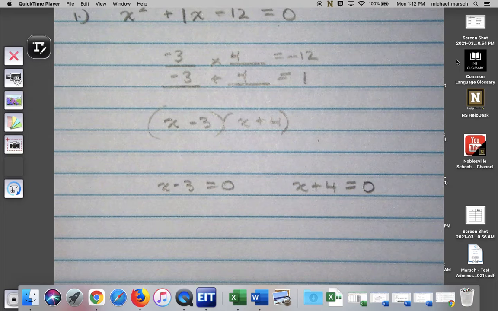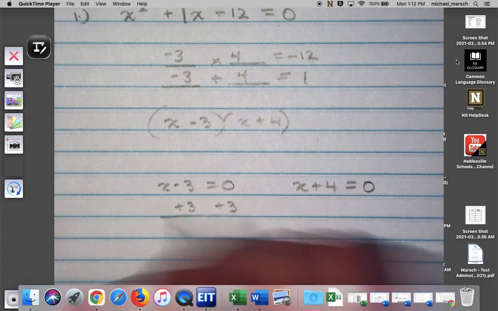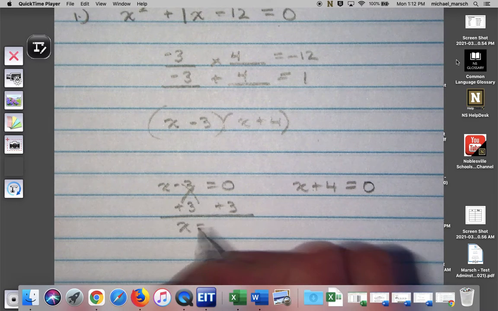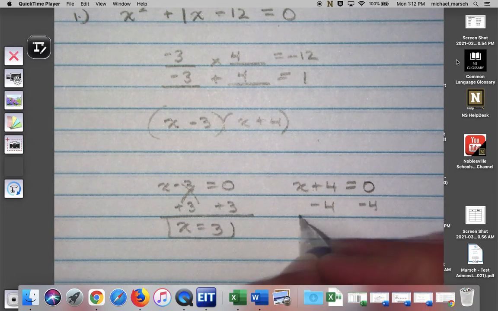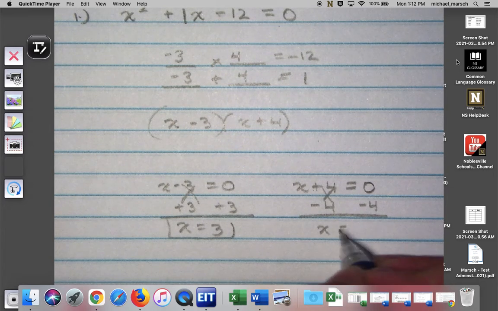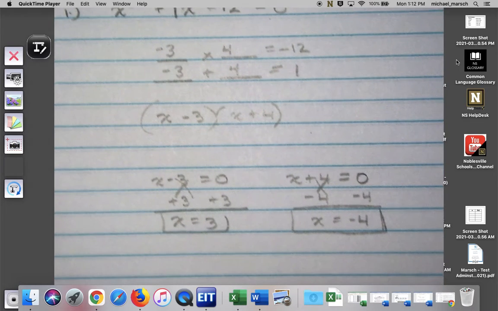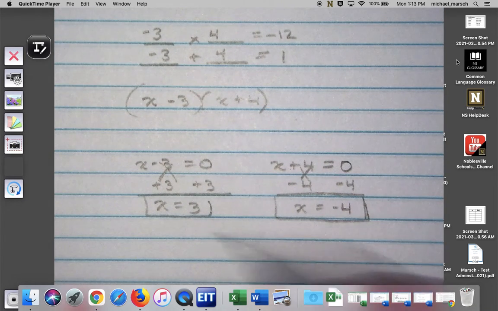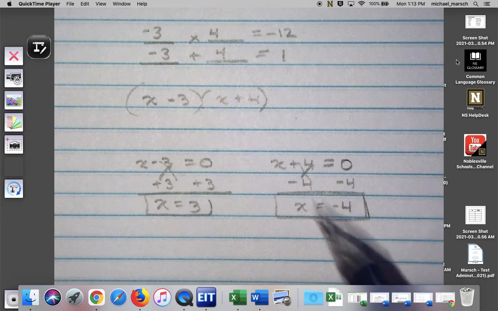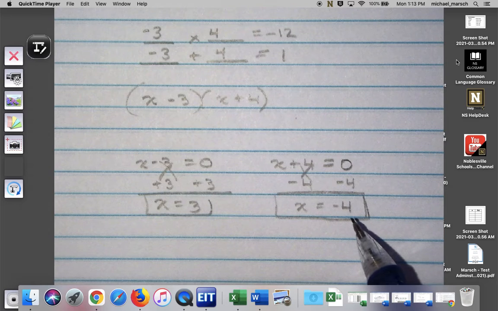It's a one-step equation, right? So add 3 to both sides. I'm left with x equals 3. Subtract 4 from both sides. I'm left with x equals negative 4. So what that tells me is if I were to graph this, my x-intercepts would be 3, 0 and negative 4, 0.